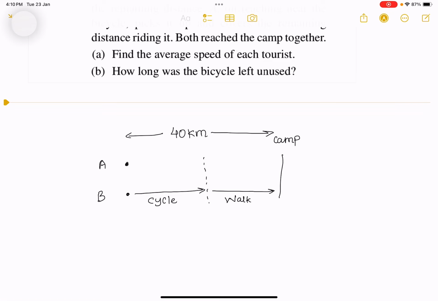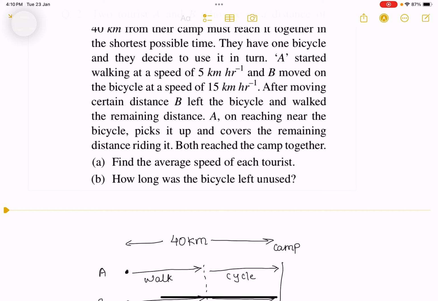Meanwhile, A in the first part will walk on the path, and after it reaches the point in between where B has left the bicycle, A will pick up that cycle and bicycle the remaining part. Now, a very important statement which is written here is that both reach the camp together. That's very important to understand.